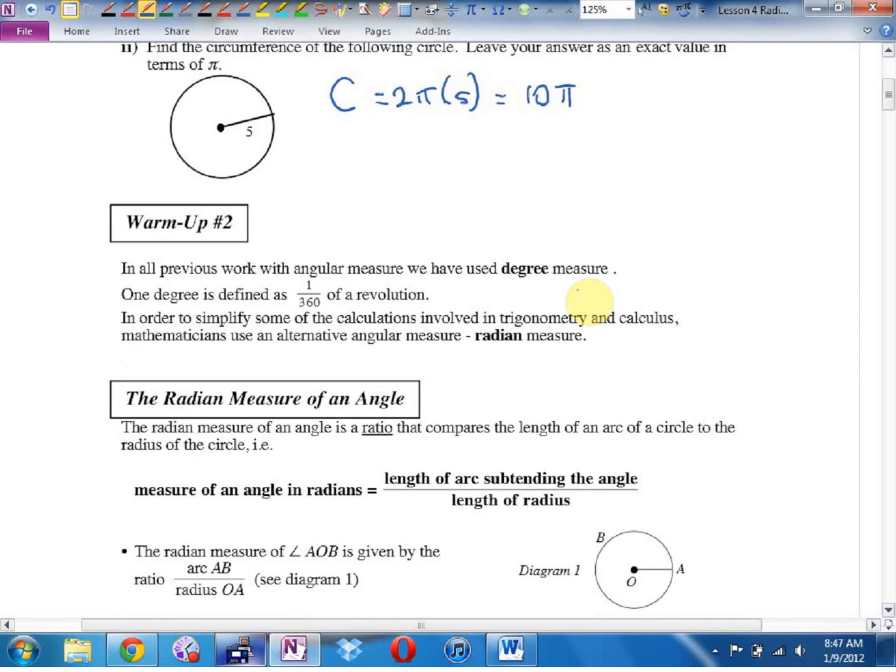In all of our previous angular measure, we've used degrees. There's 360 degrees in one circle, or 1 degree is 1/360th of a revolution. In order to simplify some of the calculations used in trig and calc, mathematicians use an alternative angular measure, radians. Radians is better in every single way except one. Joel, it's really tough to do it in your head. That's where degrees is nicer.